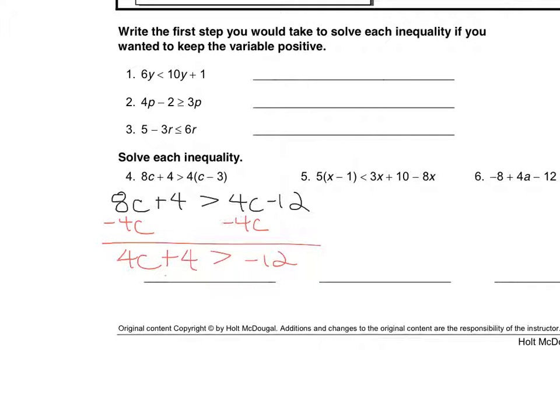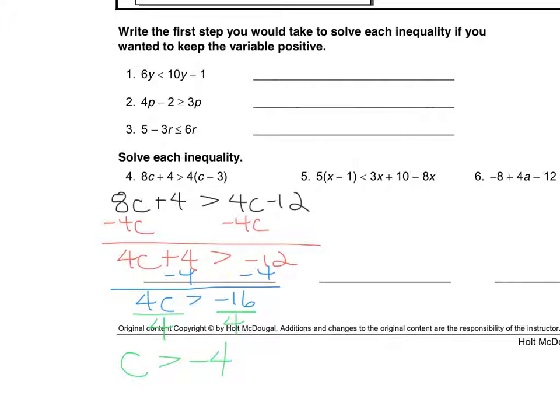Over here, we're going to subtract 4 to get the letters on the left and the numbers on the right. And now, last step, divide. I'm not dividing by a negative. I do have a negative 16, but I don't reverse because that negative sign was not with the letter initially. So then I get C is greater than negative 4.